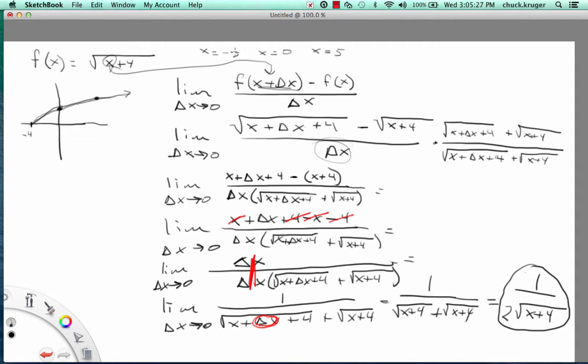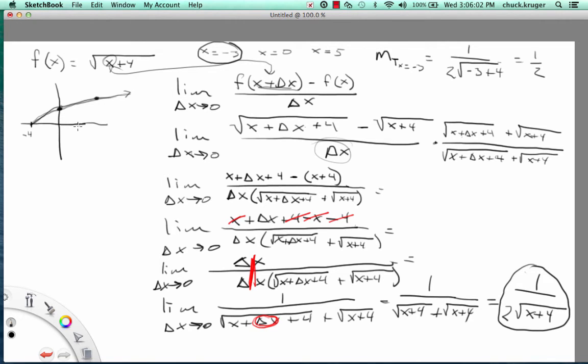Well, I know x here. I know x is a negative 3. So if I plug a negative 3 in there, the slope of my first tangent line, when x equals a negative 3, and I'll do this funky notation, is I'm going to have 1 over 2 times the square root of a negative 3 plus 4. Well, negative 3 plus 4 is 1. The square root of 1 is 1. 2 times 1 is 2, so I get 1/2.